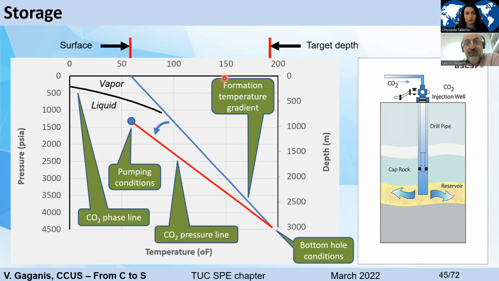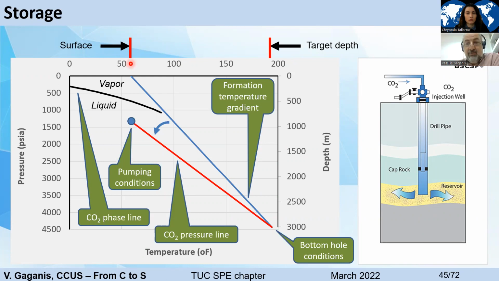Now, this is the axis of depth. We start from the ground, going down to 3,000 meters. And here is the pressure that accordingly increases according to the typical gradient. Now, in the horizontal axis, we have the temperature, and in this case, it is in Fahrenheit. So the temperature at the surface is the typical value of 60 F.